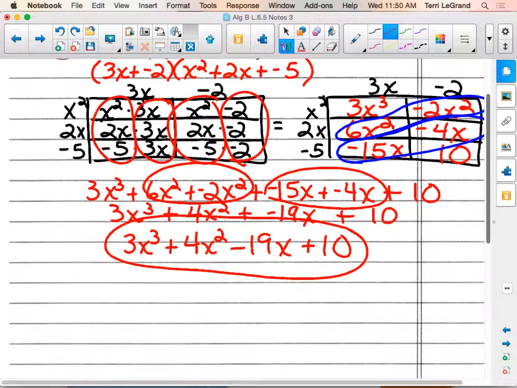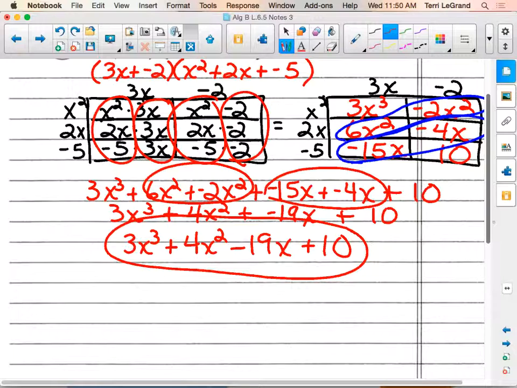Okay. Now, how would this work with a binomial times another binomial? Because I said the rectangle method could be used anytime you want. So a binomial times a binomial. What kind of a rectangle would we have, Noah? 2 by 2. What if you wanted to use it for a binomial times a monomial? 1 by 2. What if you wanted to use it for a trinomial, which we haven't done yet, times a trinomial? 3 by 3.